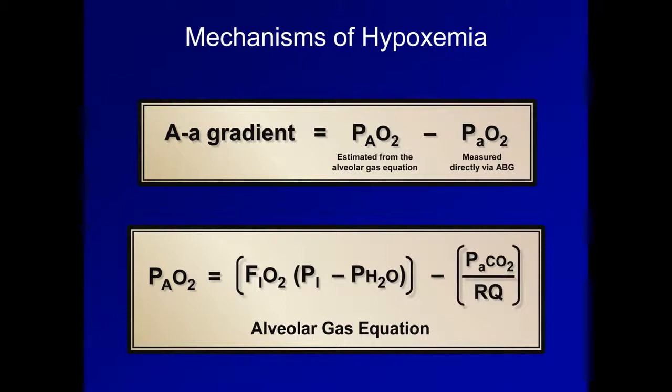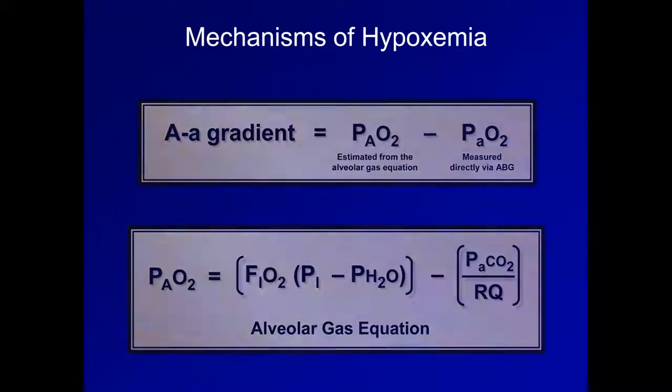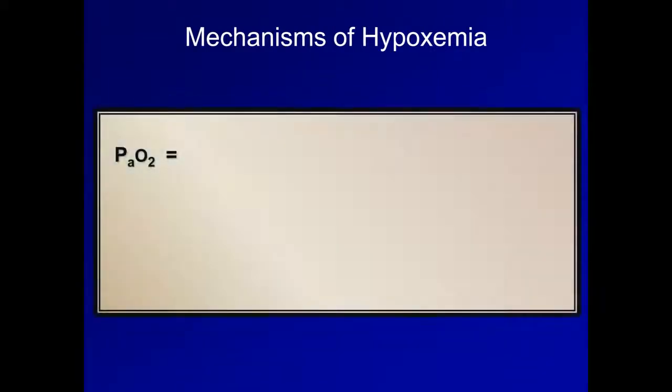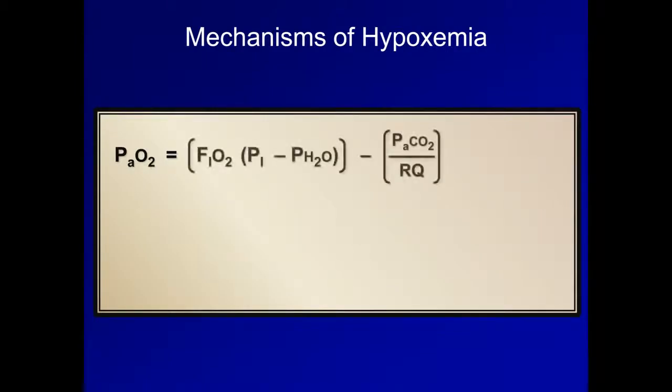The basic mechanisms of hypoxemia will become more obvious if we combine these 2 equations with some very simple algebraic rearrangement. P little a O2 equals all this minus the AA gradient. Since hypoxemia is defined as low P little a O2, we can use this mathematical relationship to infer the possible mechanisms. First, there can be low pressure of inspired air, essentially only seen at high altitude.